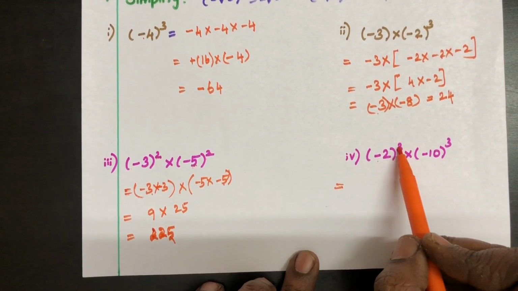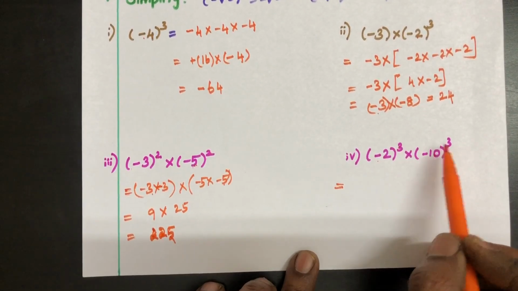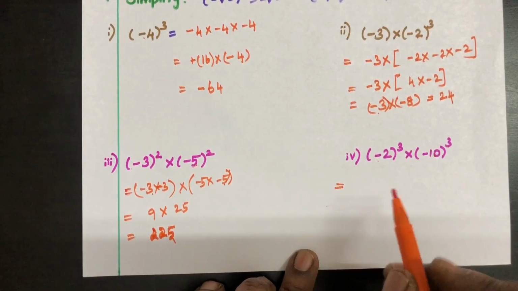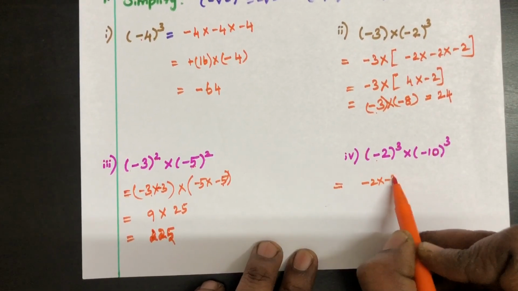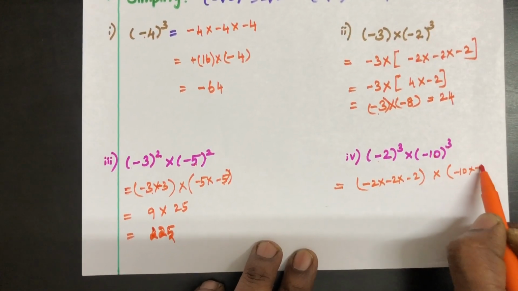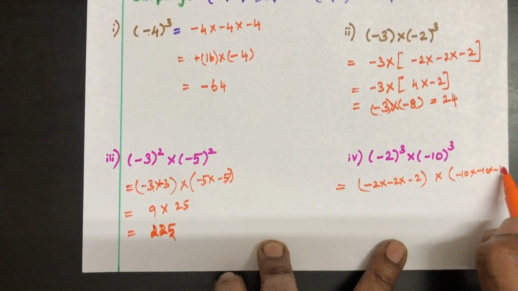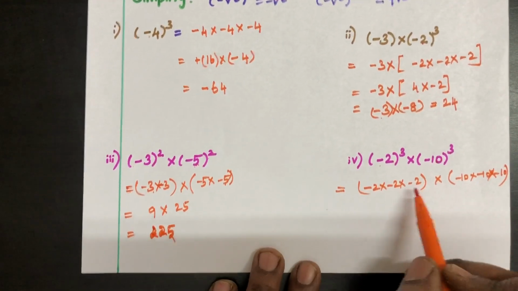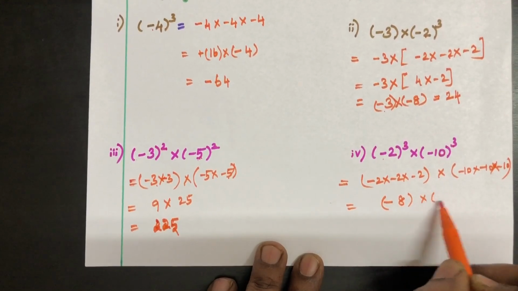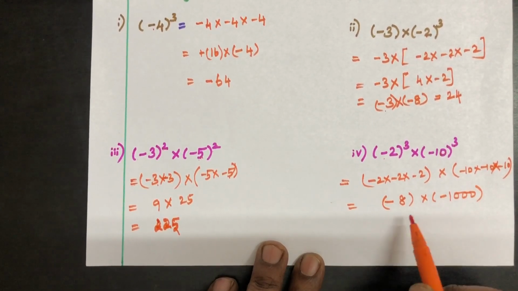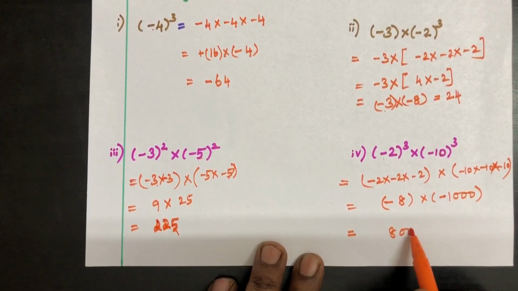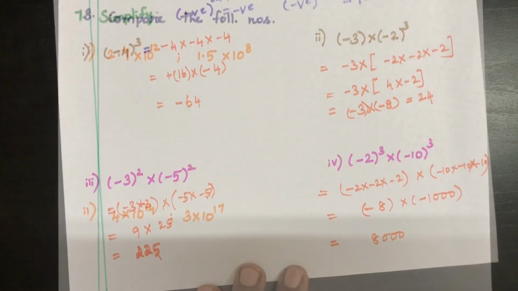Negative number, odd power. Negative number, odd power. So both will come as negative answers, but together they will give you a positive answer. Let's see how. Minus 2 into minus 2 into minus 2 into minus 10 into minus 10 into minus 10, right? So this is minus 8. The value is minus 8 into minus 1000. Minus into minus becomes positive. So the answer is 8000. Positive 8000 is the answer.